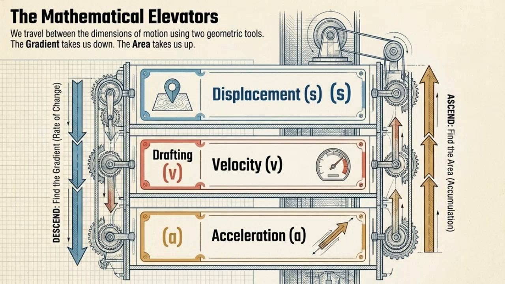On the way back up, we use the area, or accumulation, to move from acceleration back to velocity and from velocity back to displacement. This process helps us understand motion by shifting between these dimensions in a structured way, like riding an elevator between floors.